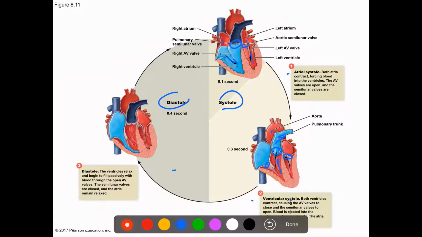Then it will be followed by the diastole. The ventricles relax and begin to fill passively. So again here the AV valves are open and the blood is flowing toward them. The semilunar valves are closed, and the atria are relaxed. Then again we will start with the atrial systole, and the cycle will repeat itself. So this is the cardiac cycle.